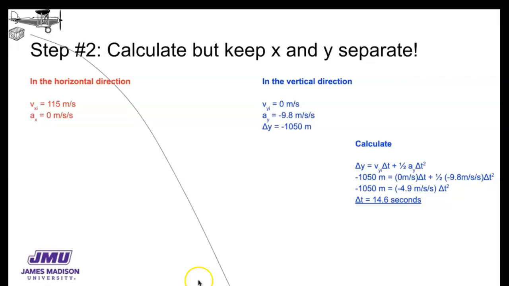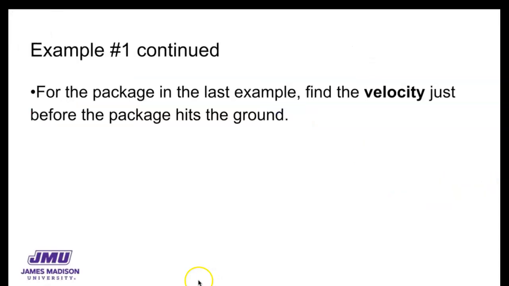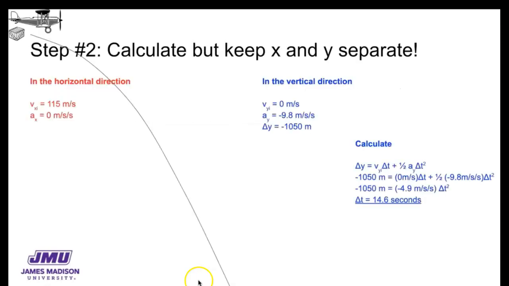Example number 1 continued. For the package in the last example, find the velocity just before the package hits the ground. The interesting thing about trying to calculate the velocity is that velocity is a vector. Looking at that drawing of the parabola, it will have both a down component and a rightward component when the package gets to the ground.